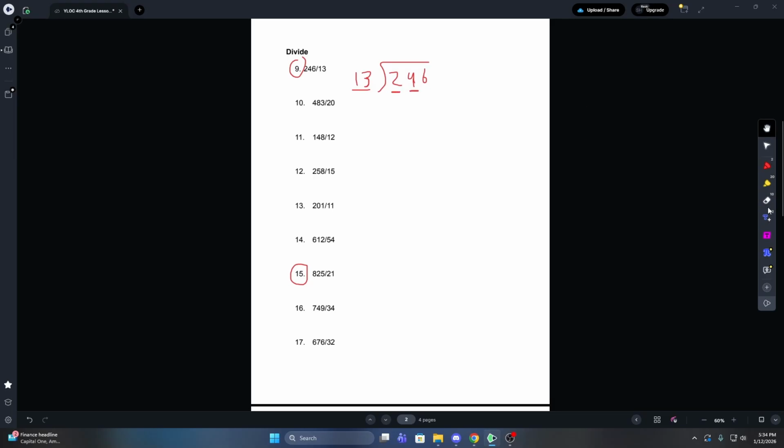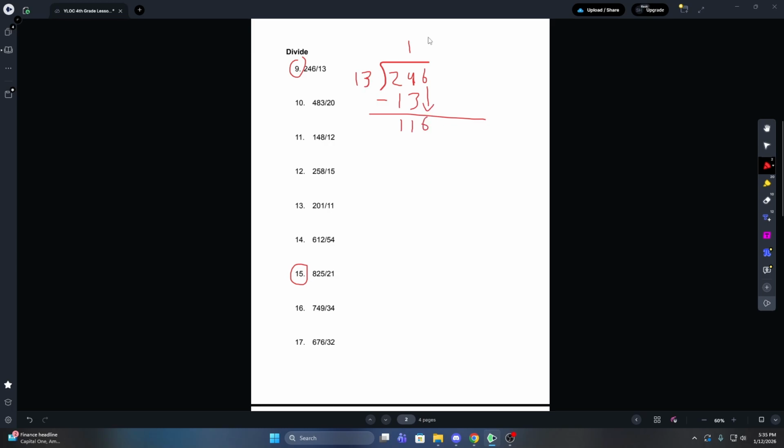So if I can erase these lines, how many times does 13 fit into 24? Well, only once, because 13 twice would be 26. So 13 times 1 is 13. Then you do the subtraction as you normally do. And this is 11 here, and you bring down that 6.